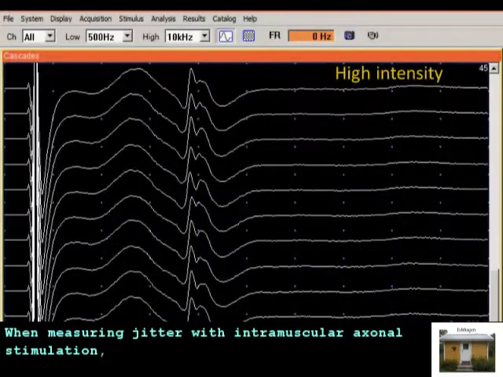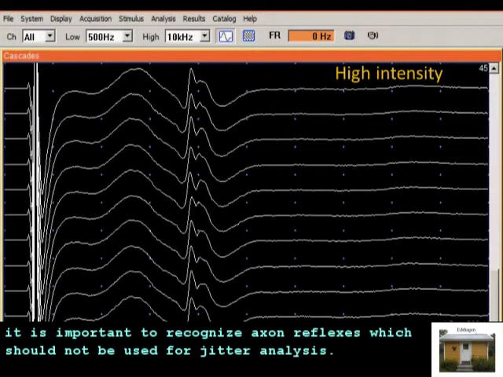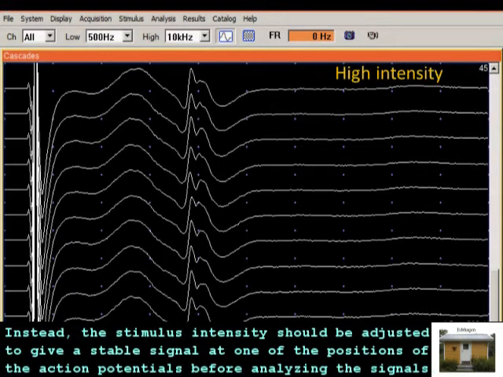When measuring jitter with intramuscular axonal stimulation, it is important to recognize axon reflexes, which should not be used for jitter analysis. Instead, the stimulus intensity should be adjusted to give a stable signal at one of the positions of the action potentials before analyzing the signals.